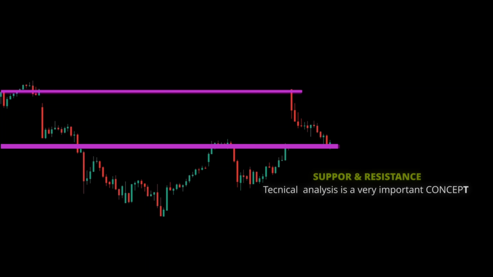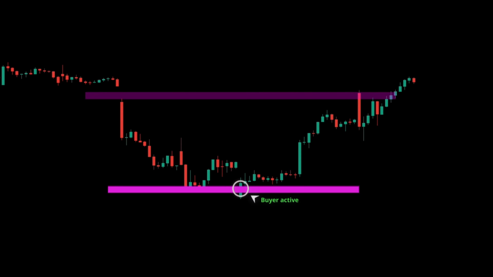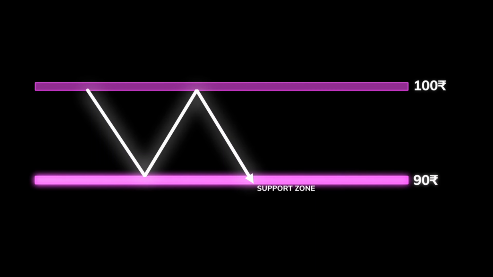Support and resistance is a very important concept of technical analysis, and let's understand how to understand these terms and apply them practically. Support is the level from where the price stops falling and bounces back because buyers become active there. For example, if the price comes from 100 to 90 and then goes back to 100 and then comes back to 90, then we will have a support zone, and after this there will be high chances of the price going up from here.